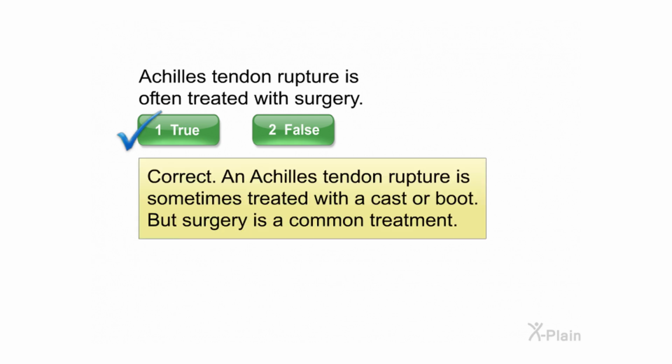Achilles tendon rupture is often treated with surgery. Select true or false. Correct. An Achilles tendon rupture is sometimes treated with a cast or boot, but surgery is a common treatment.